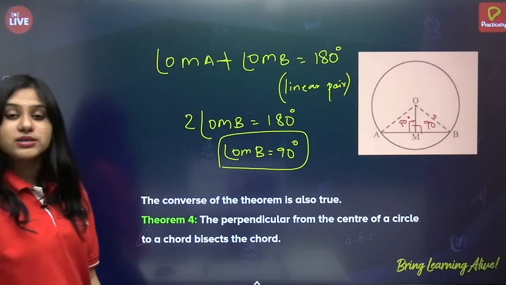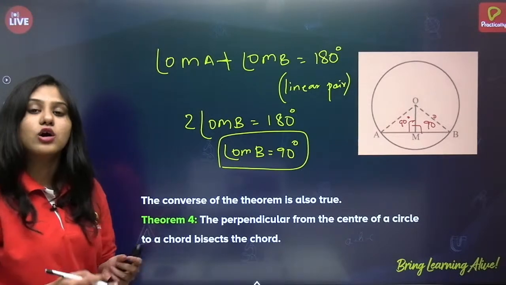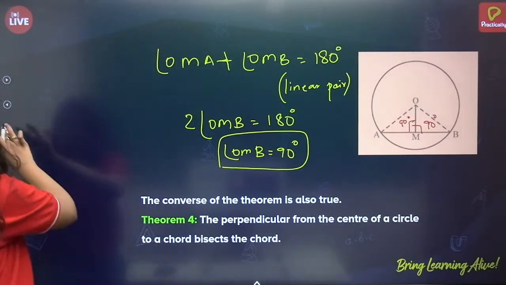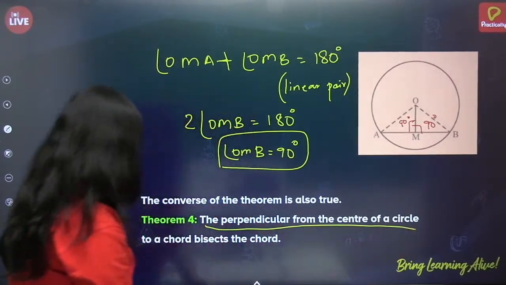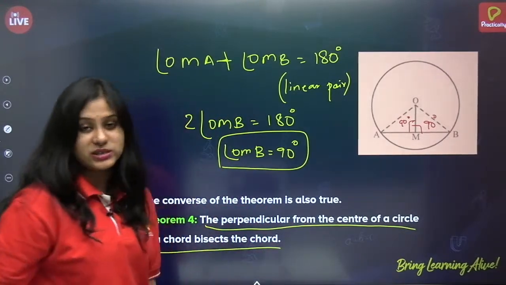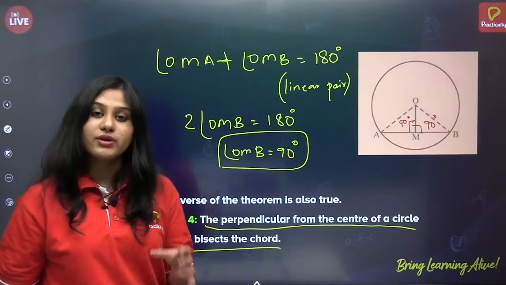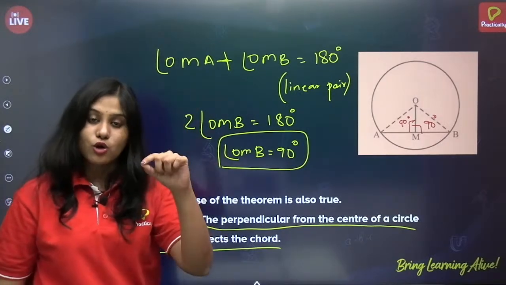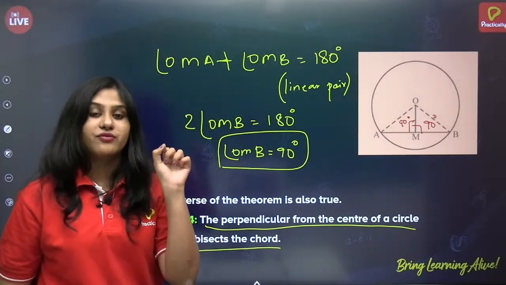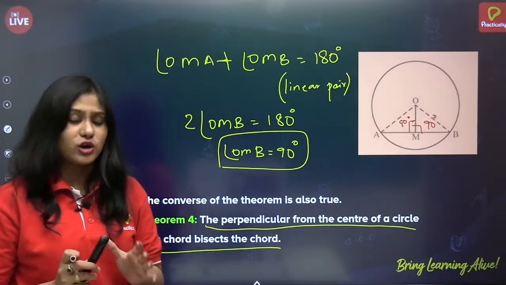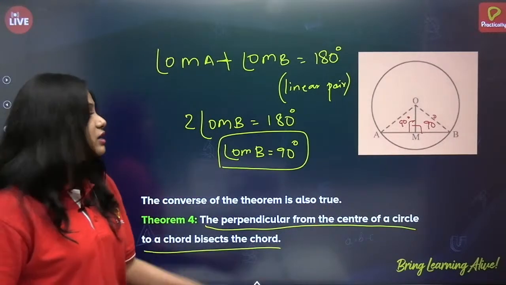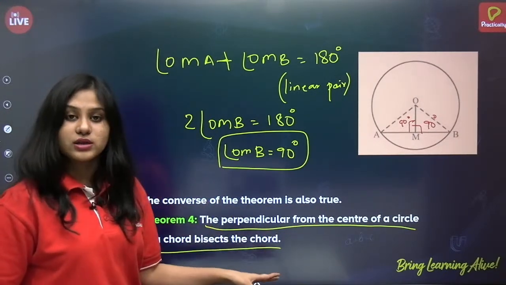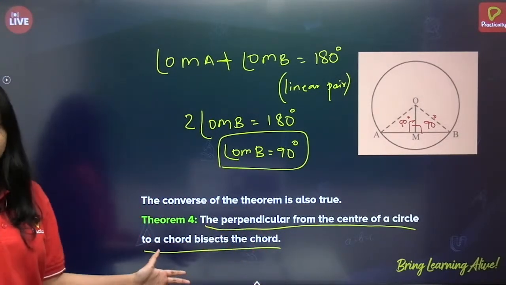Okay, now let us see if the converse is also true. Of course, the converse of the theorem is also true. The perpendicular from the center of the circle to a chord bisects the chord. So, if you are given a perpendicular from the center to a chord, always be sure that it bisects the chord. This is the converse of the theorem and this is also true.